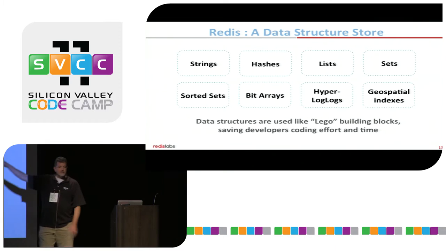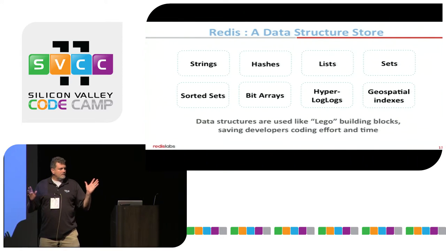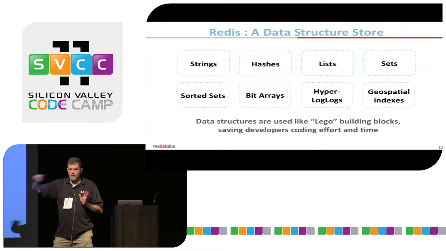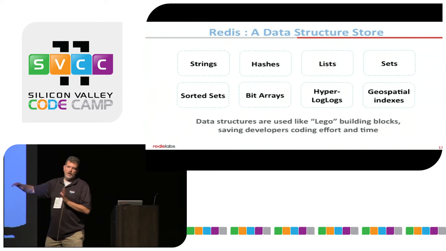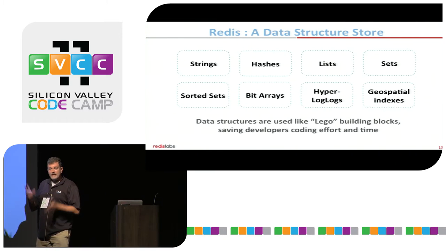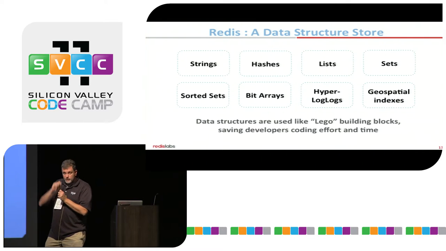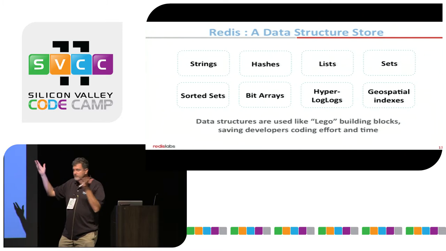So you got strings. The string is key value, that's it. All right, foo, bar, that's it. Bar can be a long string, short string, doesn't matter. Bar can even be an image, a binary. It can be anything you want, you can just put it in there. And that's super, super fast. That's as fast as you can possibly get if all you're looking to do is pull something out or put something in, right? That's it, you're done.